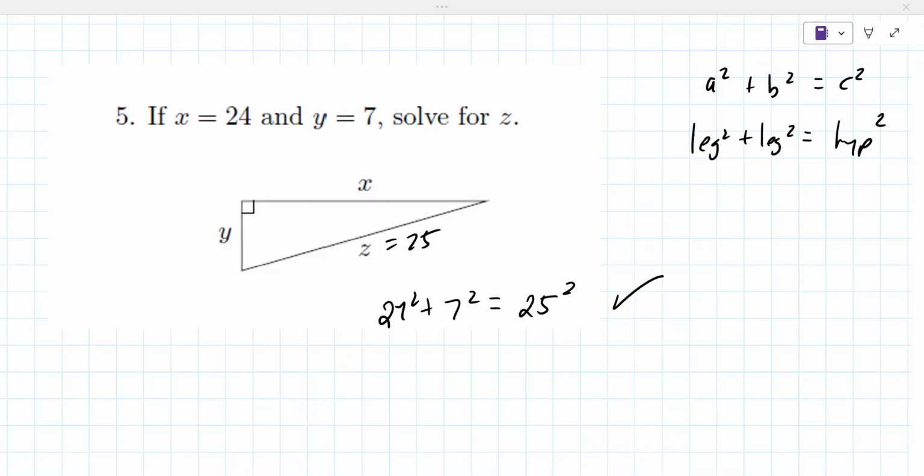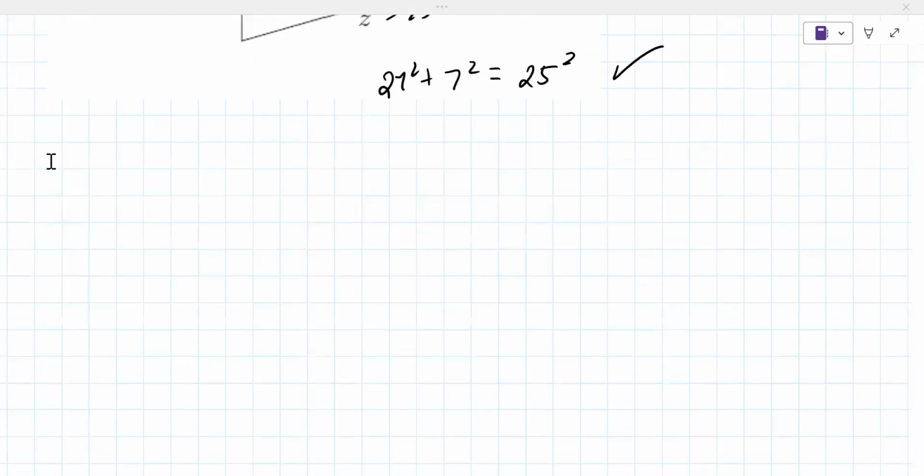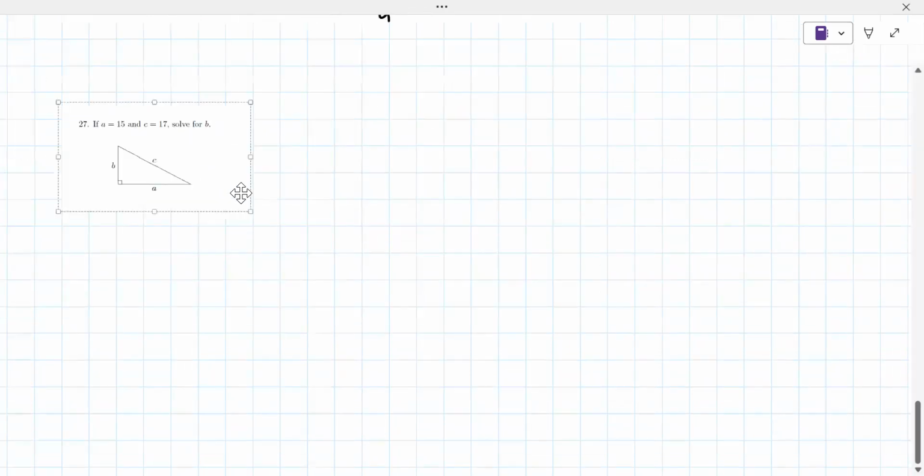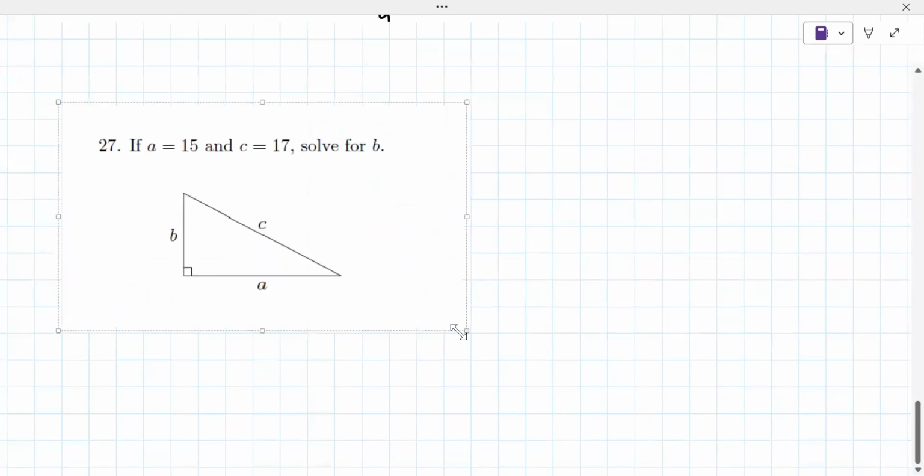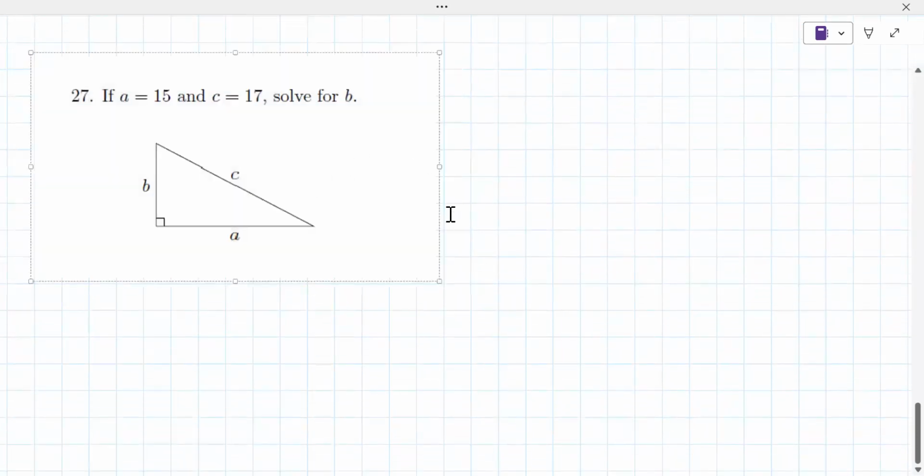So let me put another problem in front of you. By the way, this worksheet is available on my website if you want to do some more of these problems at a later time. Including, I think it's got the solution there. So this time they're giving you a leg and the hypotenuse. Okay, so the leg is 15 and the hypotenuse is 17.